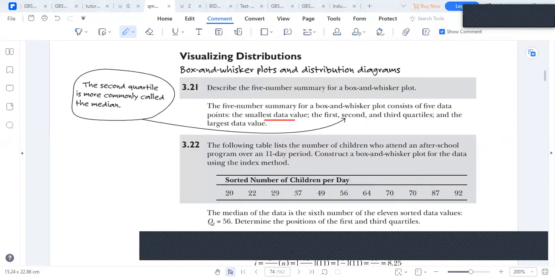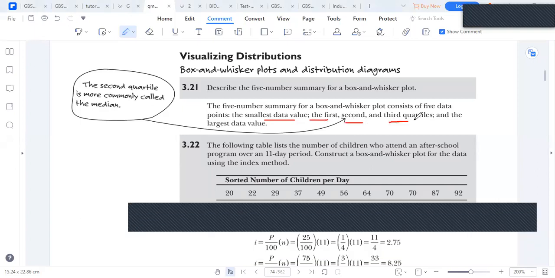So it has the smallest value. All right, then secondly, what do we have? We have the following: the smallest value, then the first quartile, the second quartile, the third quartile, and the largest value of x. So you get your 5-point summary for a box whisker plot.